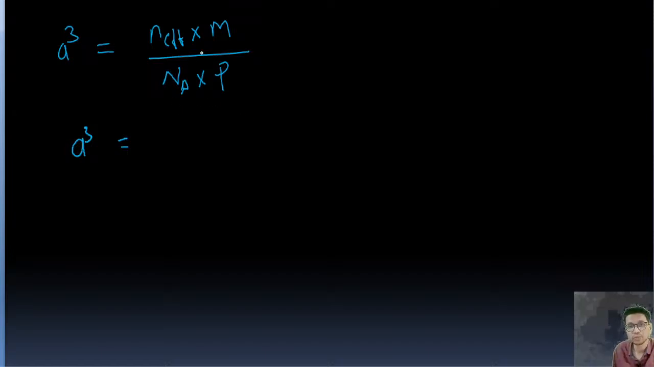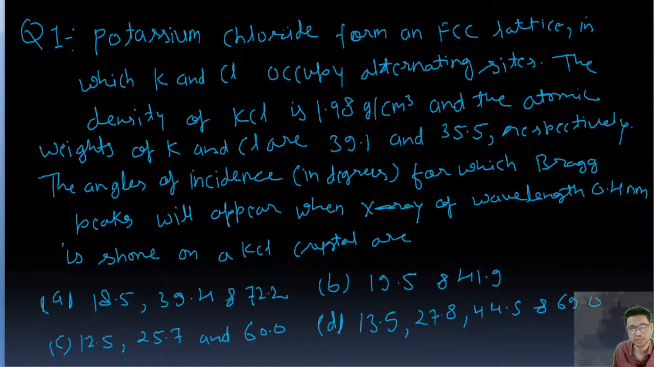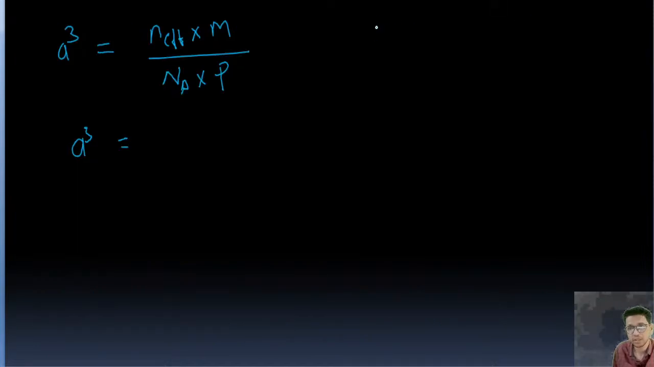So now we have this KCl crystal, right? N effective, it's the FCC structure, given in the question. So for FCC, we know N effective is 4, right?